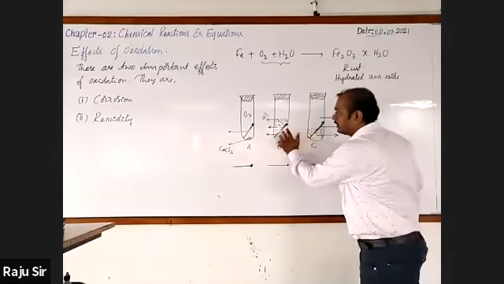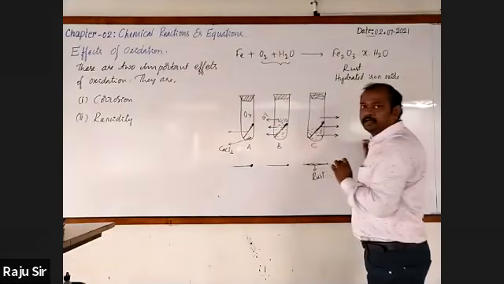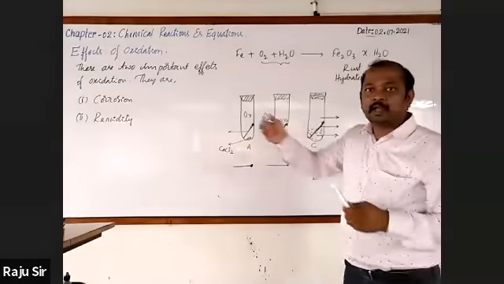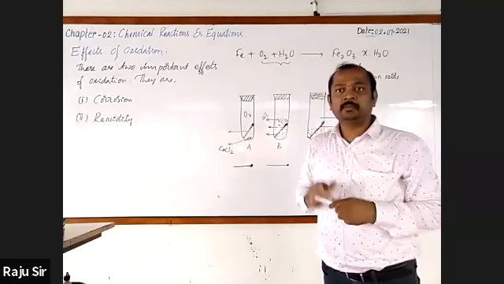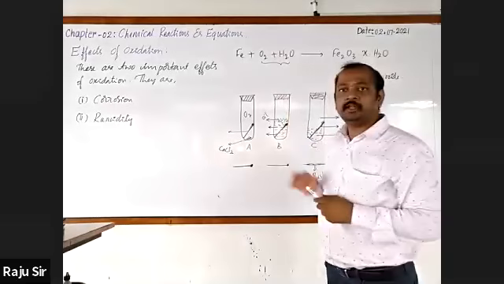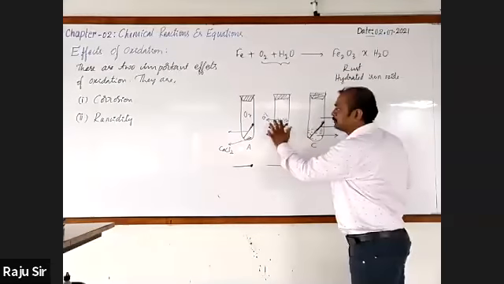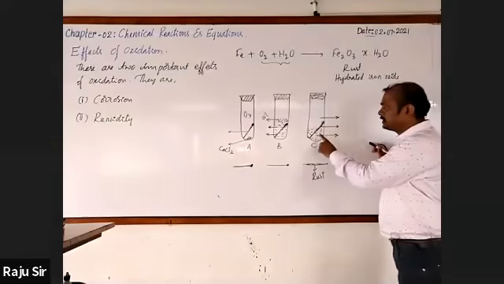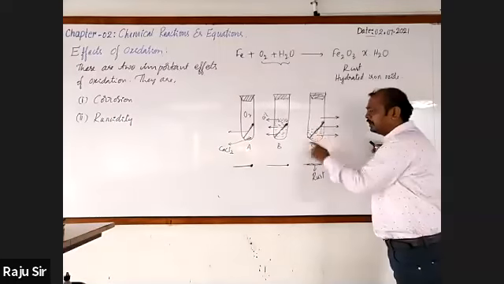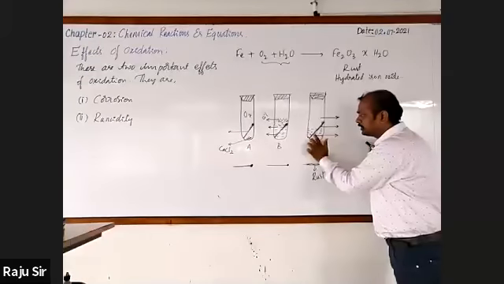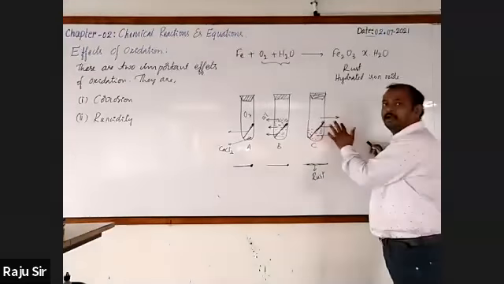Here the iron nail is immersed in the water. Even air can dissolve in water, but we have to avoid the contact of air with the iron nail. That is why we have put some oil. Next, in the third case, the iron nail is immersed partially so that it is in contact with both water and air.